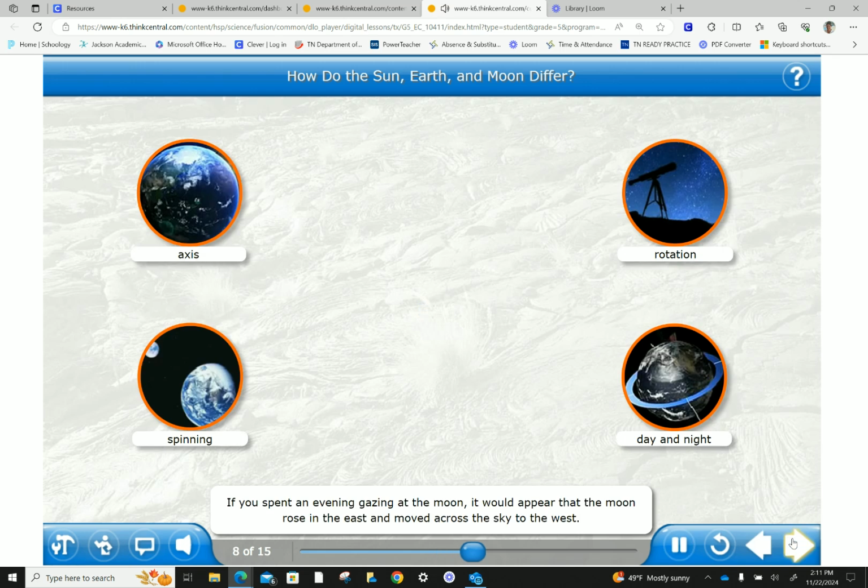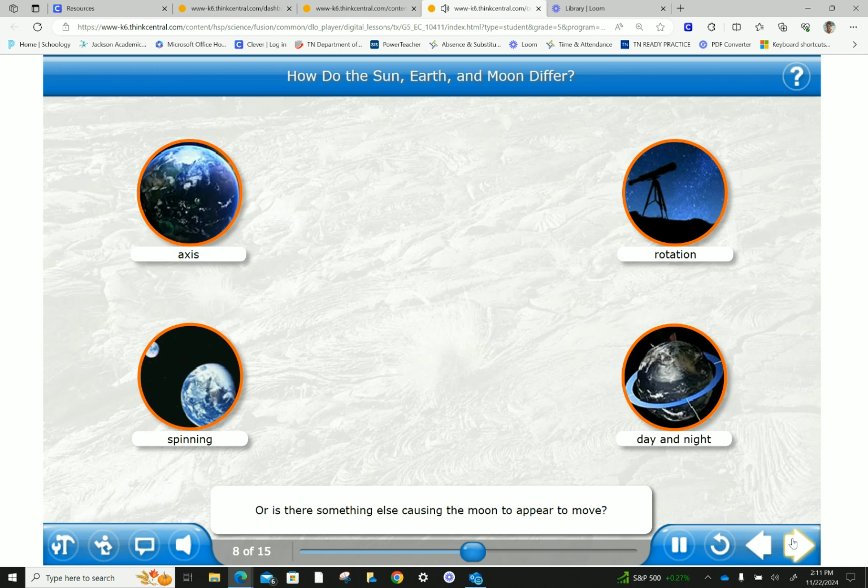If you spent an evening gazing at the moon, it would appear that the moon rose in the east and moved across the sky to the west. But is the moon really moving across the sky? Or is there something else causing the moon to appear to move? Let's find out. Click the first image to begin.